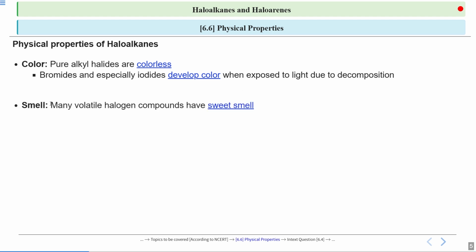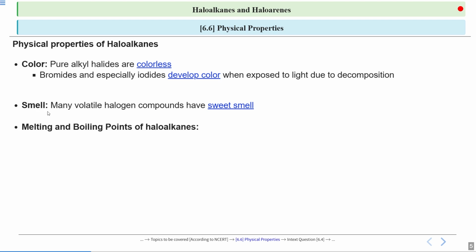Smell. Now, if you talk about the physical property of smell in haloalkanes, many volatile halogen compounds have a sweet smell. So the halogen compounds that are volatile in nature, that can easily convert to vapors, have a sweet smell.